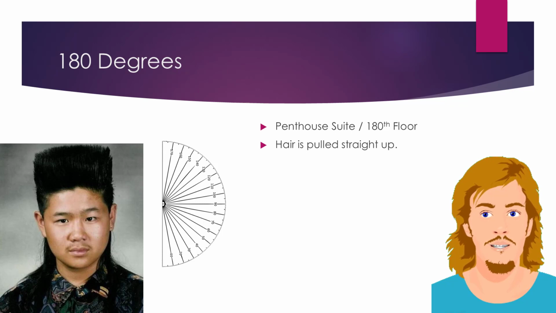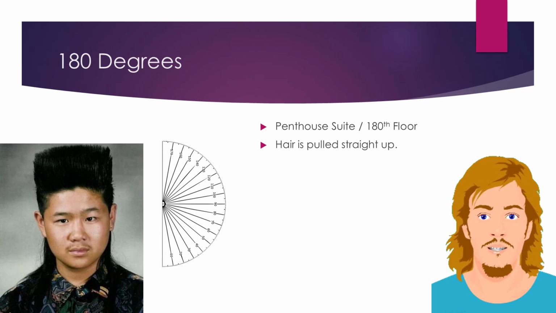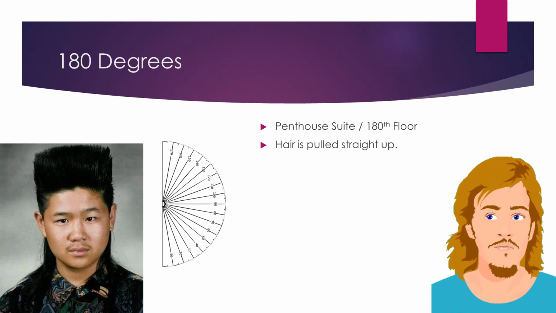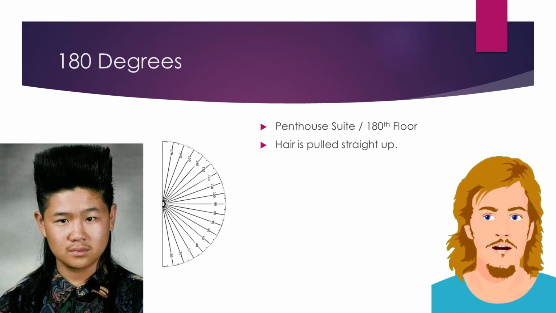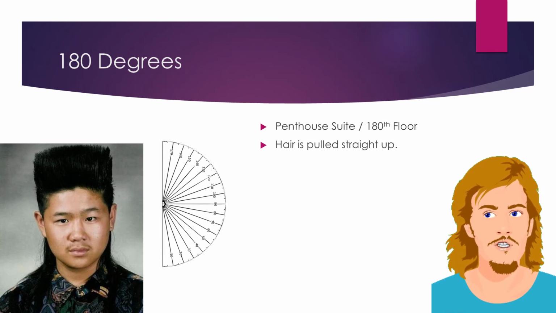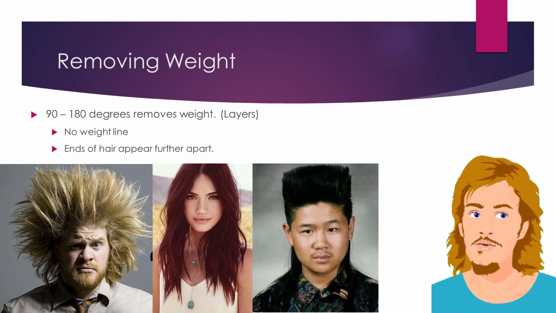The 180th floor. The 180-degree elevation looks like a flat-top haircut. The hair is directed straight up. After the hair is cut at 180-degree elevation, and is allowed to relax back into its natural fall position, it creates a long layered haircut, with a V-shaped perimeter. Haircuts above 90 degrees remove weight.